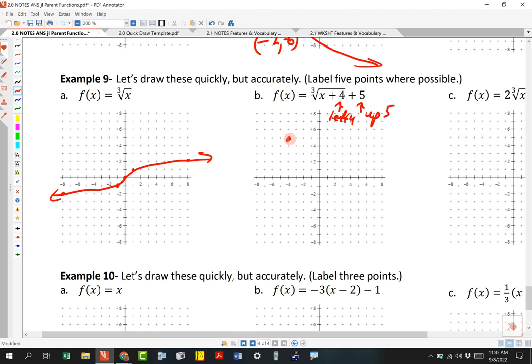So we'd go over 1 and up 1. Over 8. Holy cow, over all the way 8 and up 2. So that would put us right here. And then the other one doesn't really fit on here, so it's going to look something like this. Quick sketch. Could you label it if you had to?